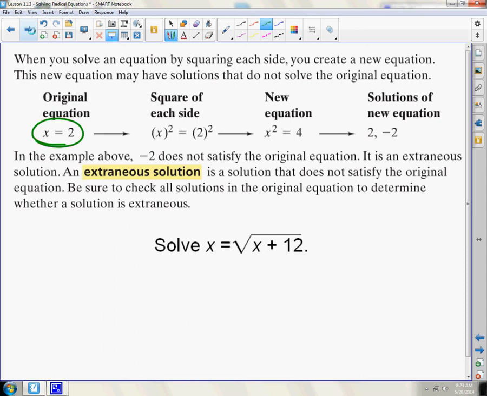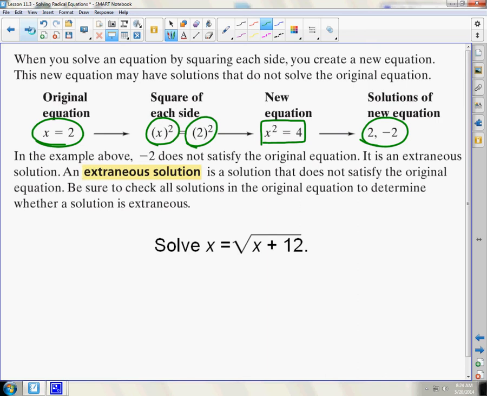So let's say we start with this equation: x equals 2. This is very simple. I'm going to square each side. x squared and 2 squared. So then I get x squared equals 4. That's my new equation. So my solutions are 2 and negative 2. That's what we did last chapter in chapter 10.